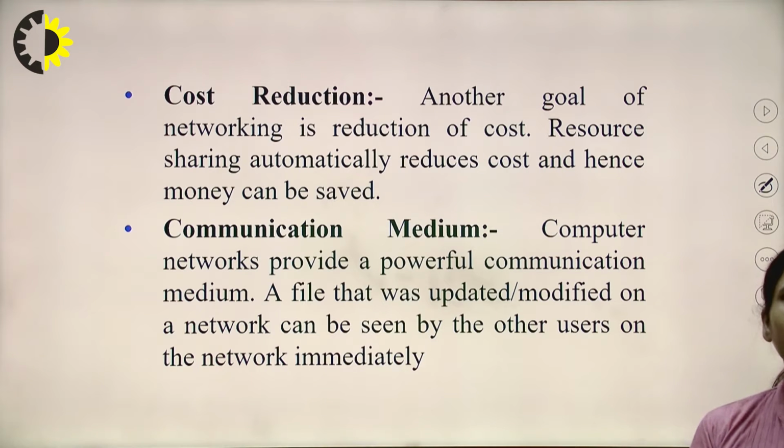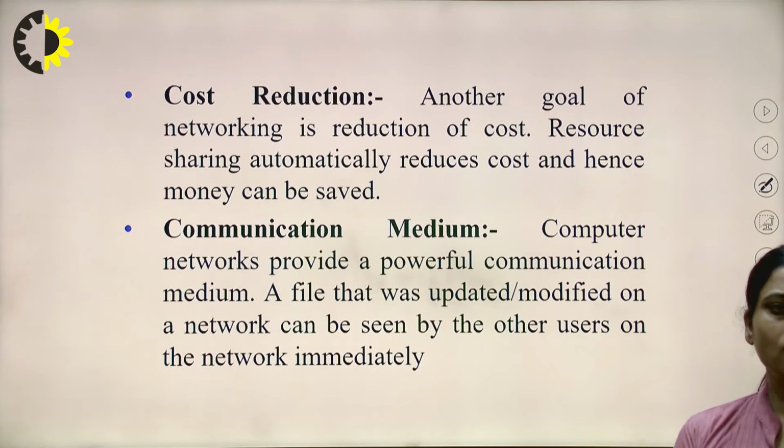Next is the communication medium. As we all know, a computer network is basically used for providing communication. It provides us the connectivity. So a computer network provides a powerful communication medium. A file can be updated or modified in a network, and it can be seen by any user in the network immediately.